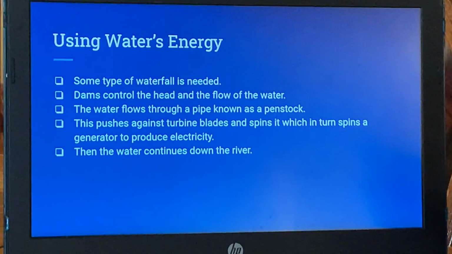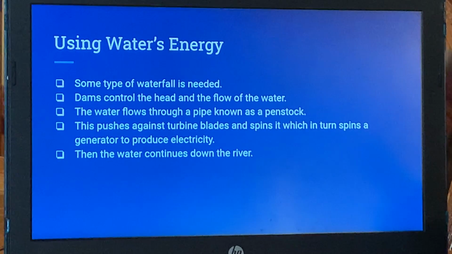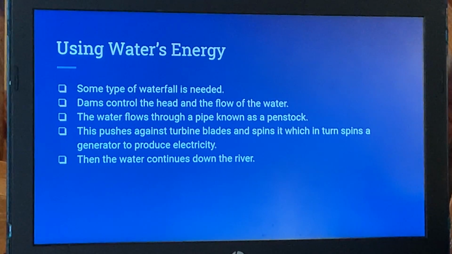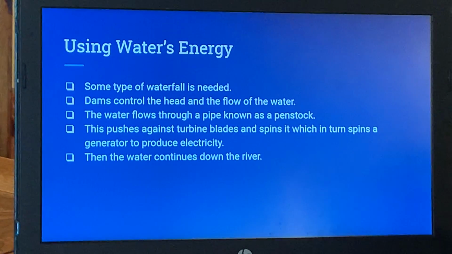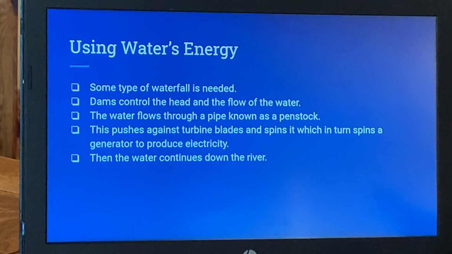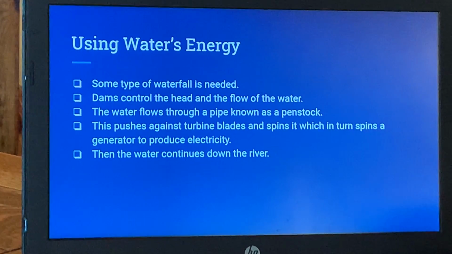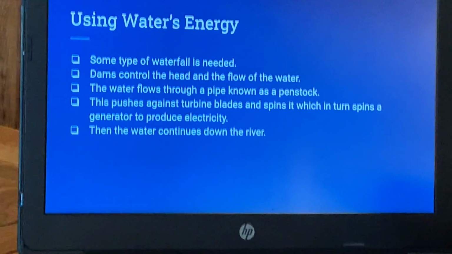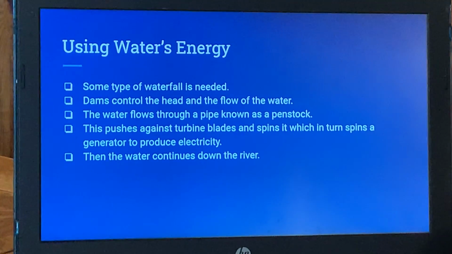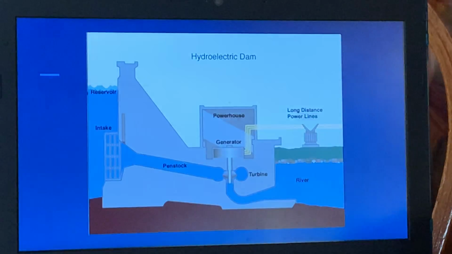And the water flows through a pipe known as the penstock, and this pushes against turbine blades and spins them, which in turn spins a generator to produce electricity, and then the water just continues down the river. So the water just takes the place of steam in a regular coal or natural gas fired power plant.